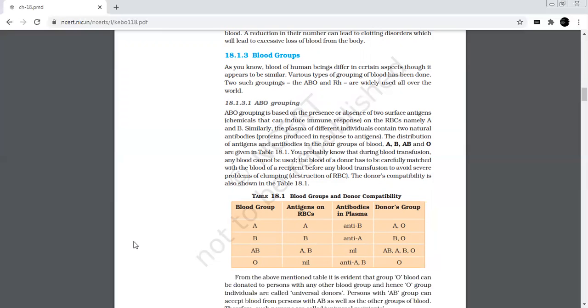Apart from both of these blood groups, people with blood group AB have both antigens A and B on their RBC surface and no antibodies for either antigen in their plasma. A, B, O blood groups were discovered by Landsteiner. Blood group AB was discovered by Decastello. In people with blood group O, both antigens A and B are not present on the RBC, but they have antibodies against both in the plasma. This is the distribution of antigens and antibodies in blood groups A, B, AB, and O.